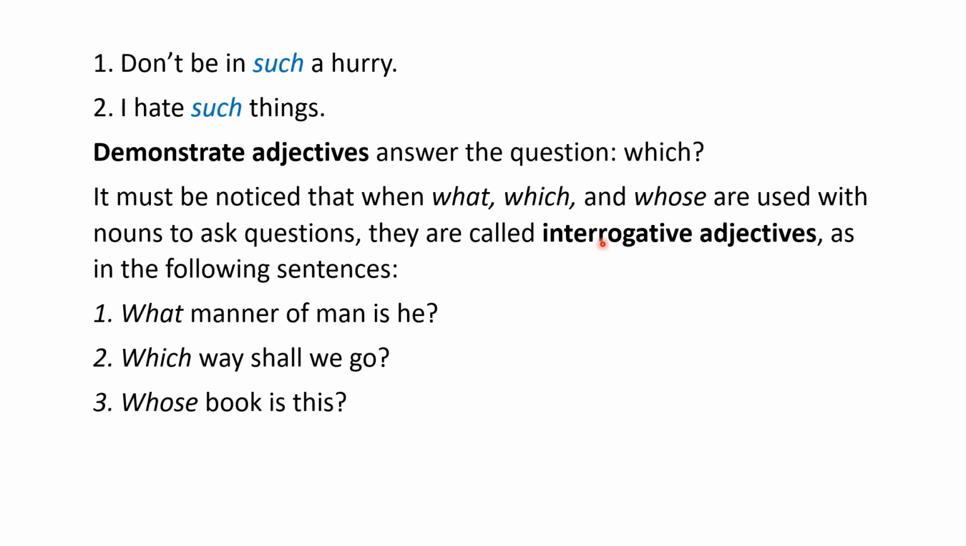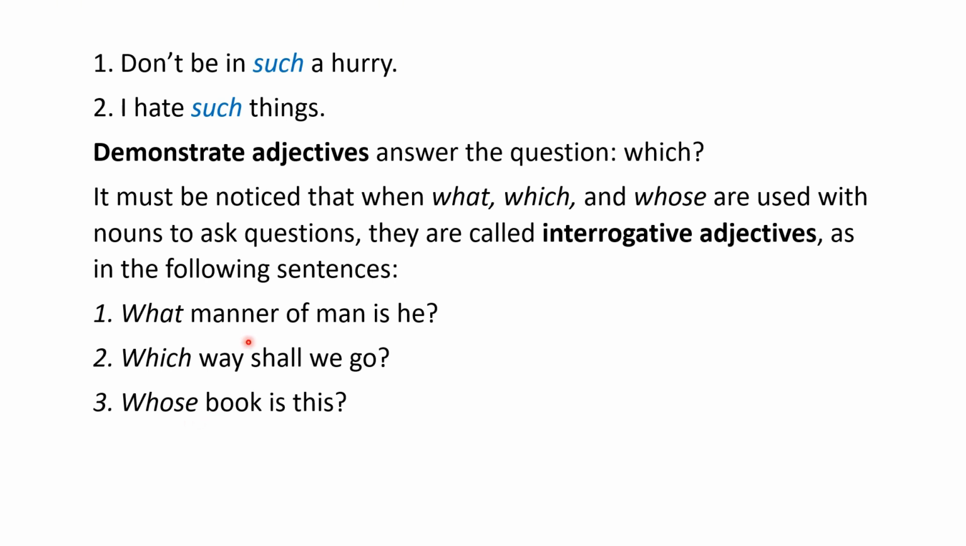Actually, we are moving on to another adjective that is called interrogative adjectives. We say, what is this? What is used to ask a question. Here, this kind of what is used with a noun. It becomes an interrogative adjective. Now you see, what manner of a man is he? Which way shall we go? Whose book is this? Here, what manner. We use this what along with the noun. Therefore, it becomes an adjective. Interrogative means to ask something. So, whose book is this? Whose book, whose is used as an adjective.